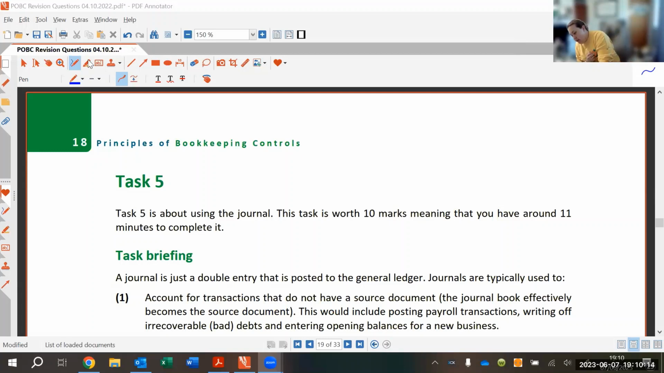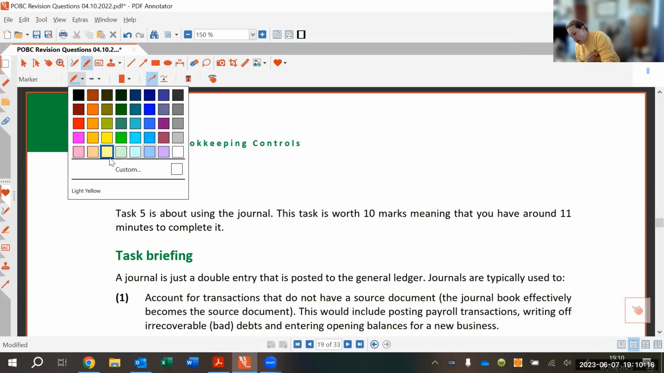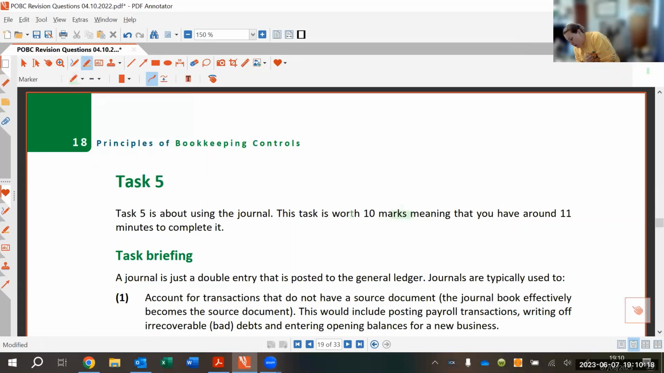So task 5, we have got another 10 marker. So it's another 11-minute one, like a lot of them have been so far. I think the 2 we looked at last time were 8 marks and 12 marks, but the ones before that have been 10 marks, and all of the rest on this paper from task 5 onwards are 10 mark tasks.